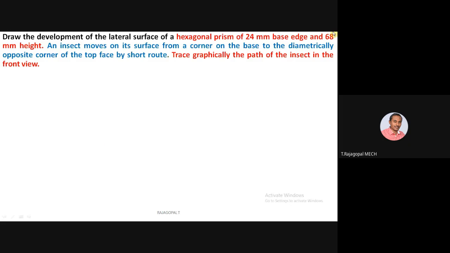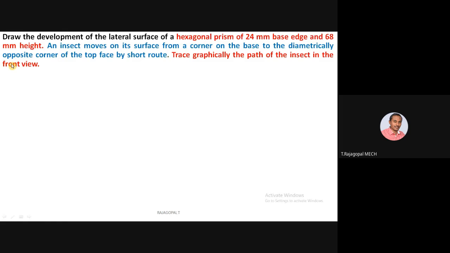So here, if you read: development of lateral surface of a hexagonal prism of 24 mm base edge, 68 mm height. They never said the base is on HP or on VP, or the position of the solid, whether it is sitting on this plane or that plane. An insect moves on its surface from a corner on the base to the diametrically opposite corner of the top face by the short route. Trace graphically the path of the insect in the front view.